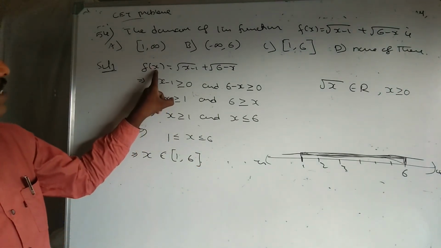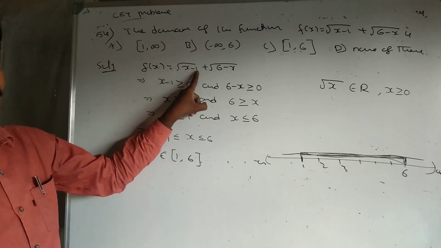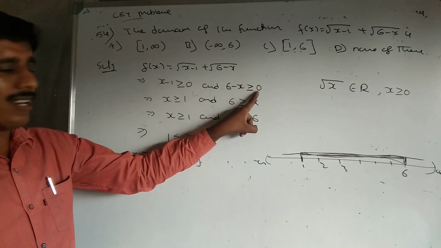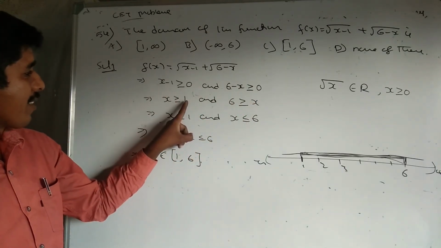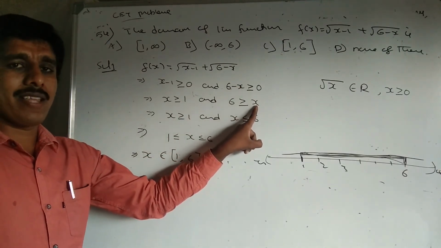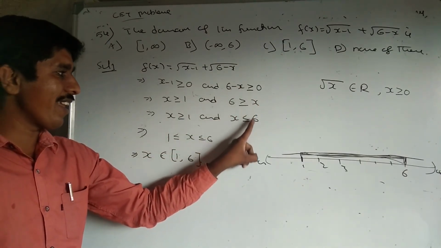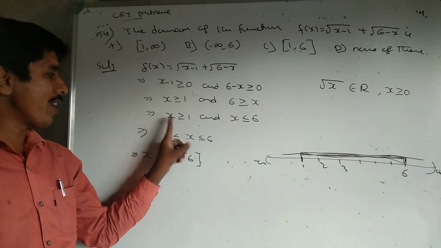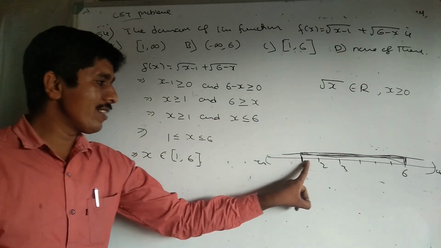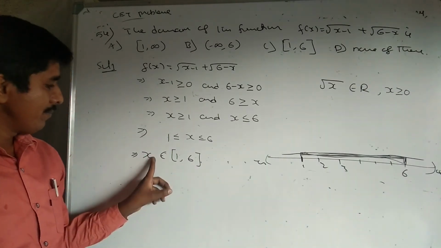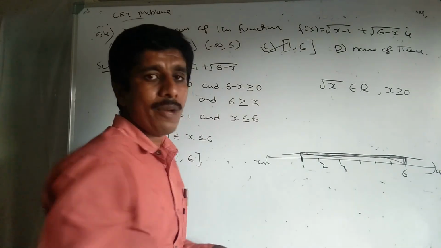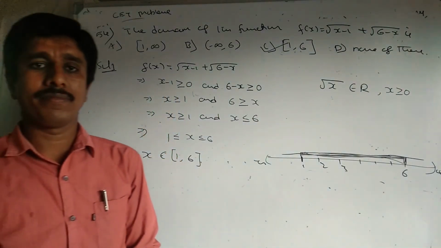This function is defined only when the base is greater than or equal to 0: x minus 1 greater than or equal to 0, and 6 minus x greater than or equal to 0. So x is greater than or equal to 1, and taking x to the right side, x is less than or equal to 6. What is the common solution? x greater than or equal to 1 and x less than or equal to 6, from 1 to 6. The domain of the function is the closed interval 1 comma 6. So option C is the right option. Thank you.